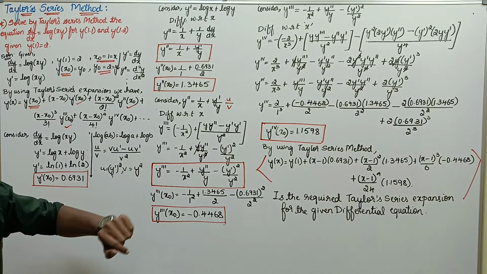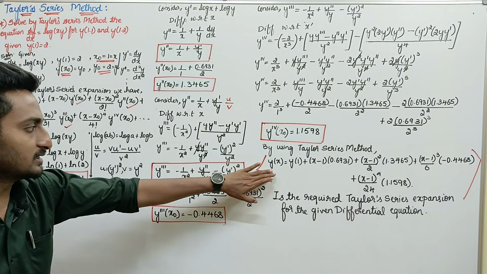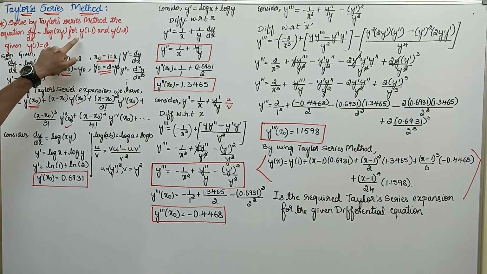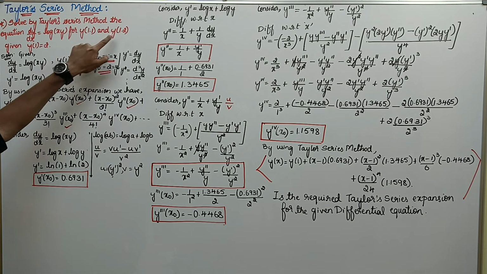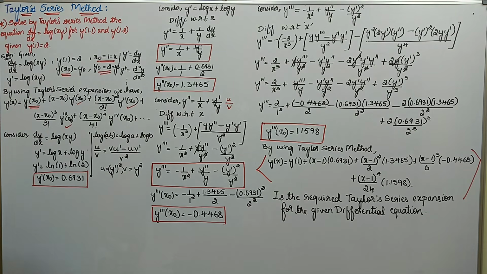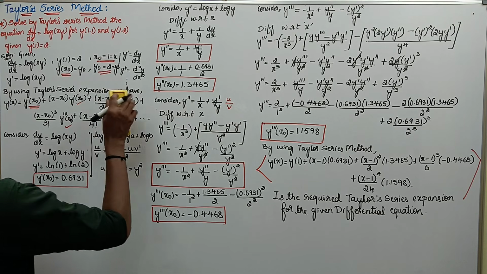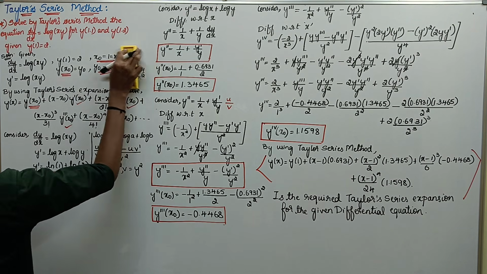Now we have found the Taylor series expansion. Considering this, we are supposed to find the value of y of 1.1 and y of 1.2. How? Let us see. Okay, since I don't have space, I am going to erase this part.